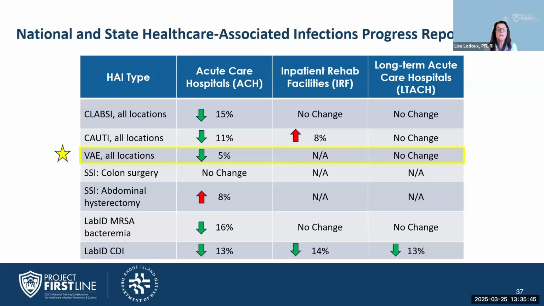So you can see where the green downward arrow signifies a decrease in the number of infections, and the red upward arrow signifies an increase in infections, and NA indicates that that specific HAI surveillance was not performed in that facility. So you could see there's a 5% decrease in VAEs in acute care hospitals. There was no change in LTACs, but you can see the decrease there. So this progress report is great, and the link to this site will be provided at the end with the resources.